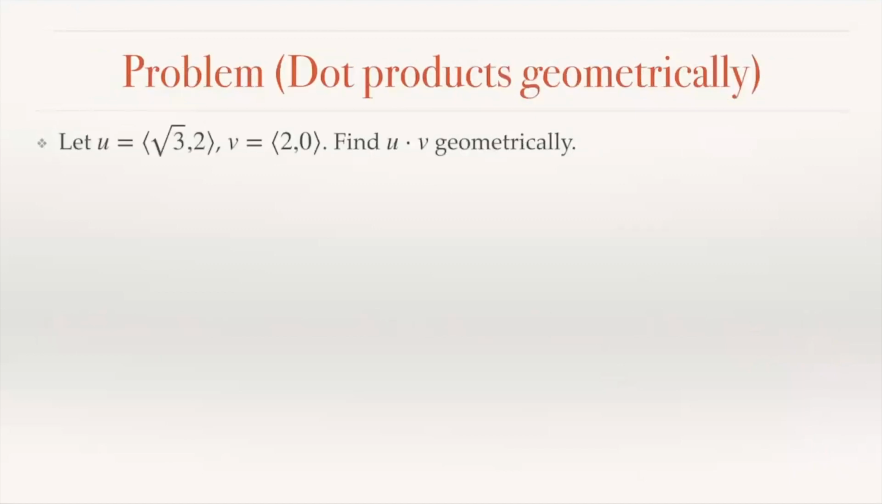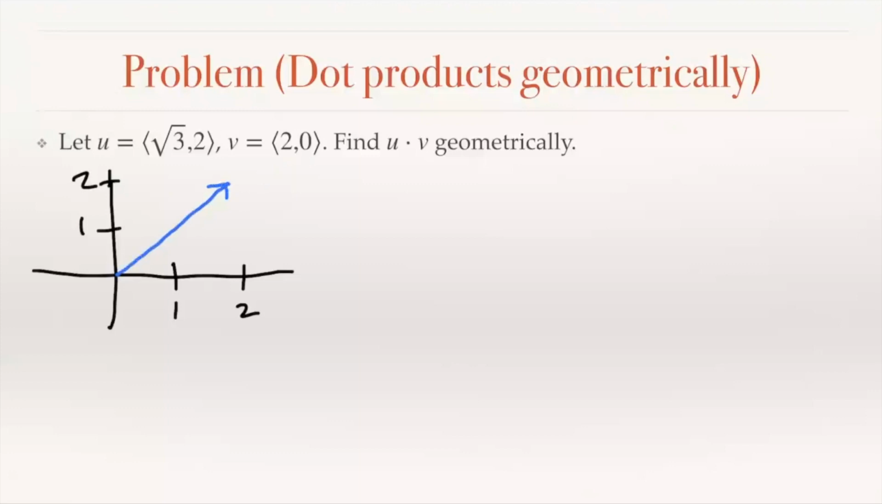Let's do another example geometrically. So our vector u, root 3 is about 1.7. So u looks like that, going to root 3, comma 2. And v is 2, 0. So v looks like that, going to 2, 0. So we want to project u onto v, and this guy is the projection of u onto v.